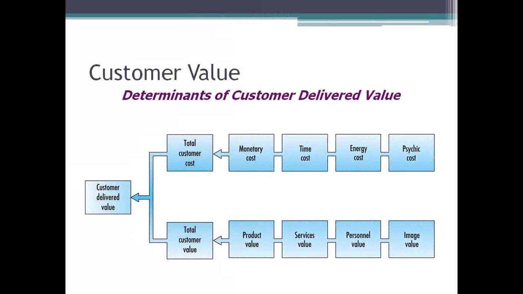These are basically the formula that I explained to you. These are the determinants of customer delivered value, from the emotional aspect of it to the time and place involved. What personal value, what product value, and everything else adds up to the total customer value. This is what you can deliver to the customer. This is the total value that you can give to the customer as long as it meets every one of these categories as high as possible.